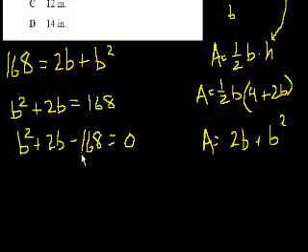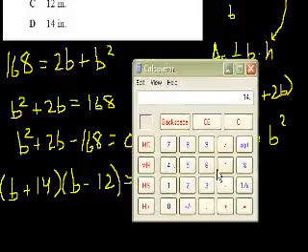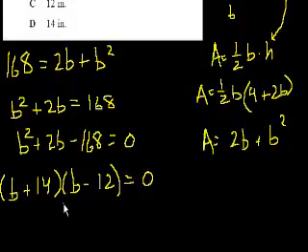So that works. You could use the quadratic formula to solve this, but I think 12 times 14 is 168, and they have to be of different signs since this is a negative, because only different signs when multiplied get you a negative number. They're 2 apart, so that works out. So you get b plus 14 times b minus 12 is equal to 0. Let me just confirm, 14 times 12, yeah, 168.